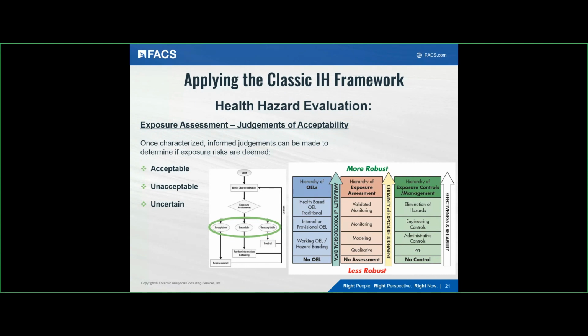Uncertain exposures, making that judgment when you can't classify the exposure profile as acceptable or unacceptable, can occur when the magnitude or variability of exposures are not very well understood, or when there's a lack of health effects data, which can make it difficult to establish an OEL. Uncertain exposures should be resolved by putting them on a prioritized list for further information gathering or collection of exposure monitoring data, or recategorizing them as unacceptable and warranting further evaluation and control.